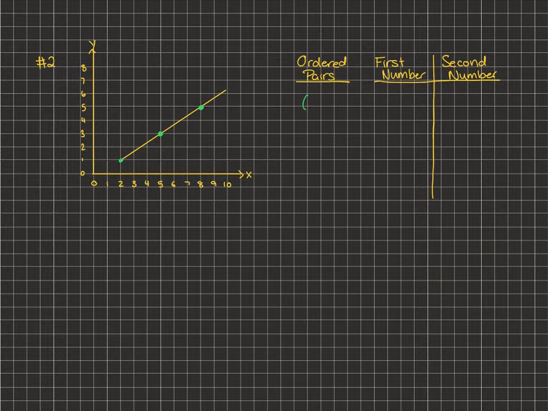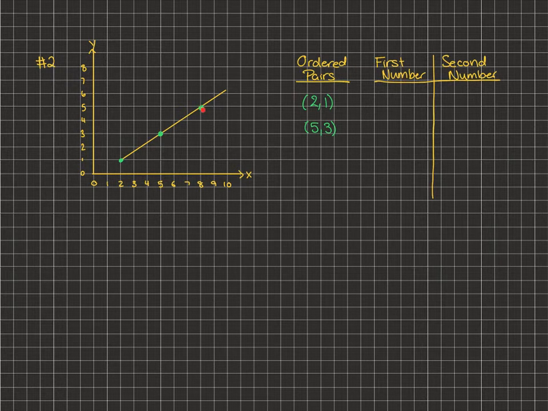So if we look at the first one, we always write our x-axis first because we go in alphabetical order. So the x-axis is 2 and the y-axis is 1. So we would write 2, 1. And then if we look at our next point, the x-axis is 5 and the y-axis is 3. So we would write 5, 3.